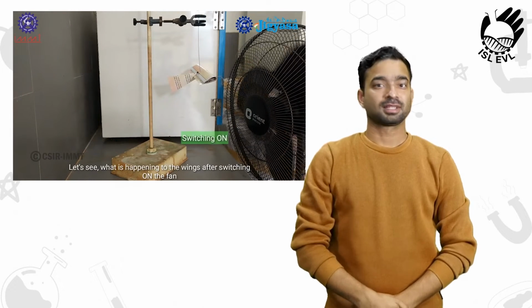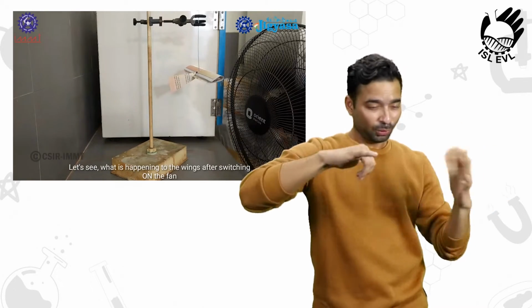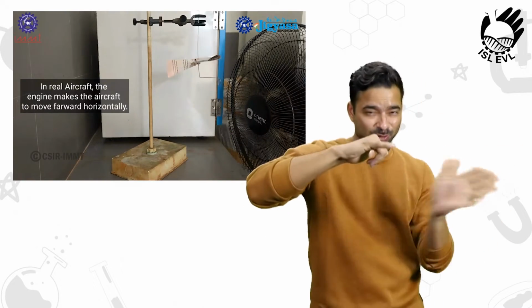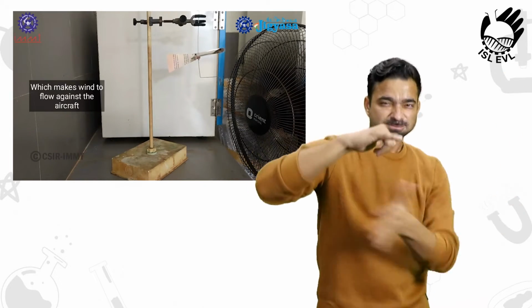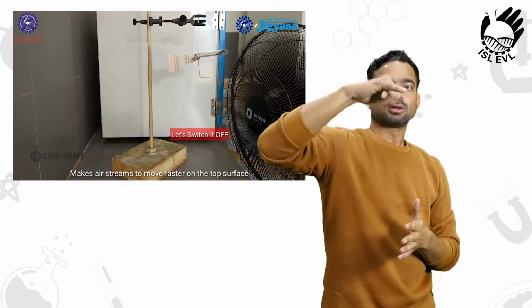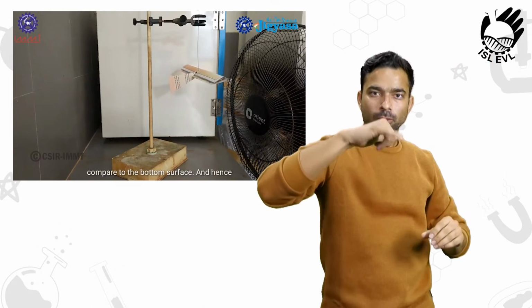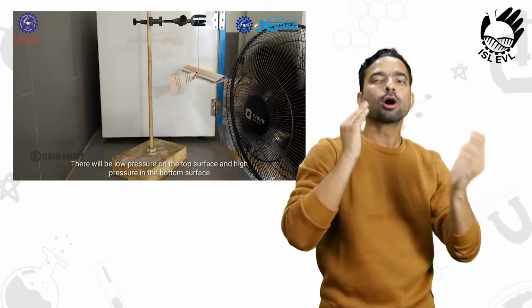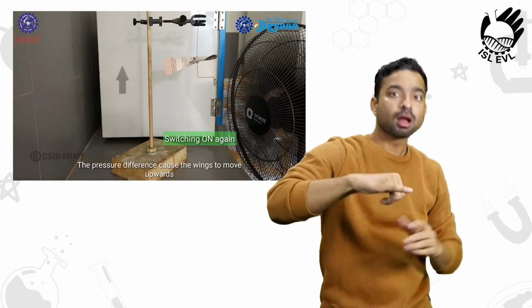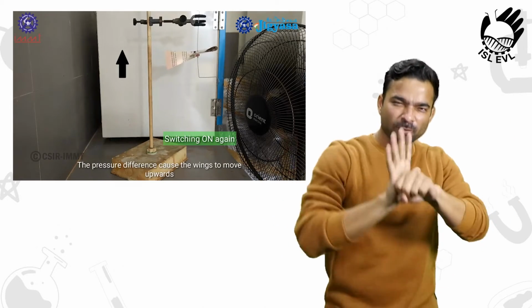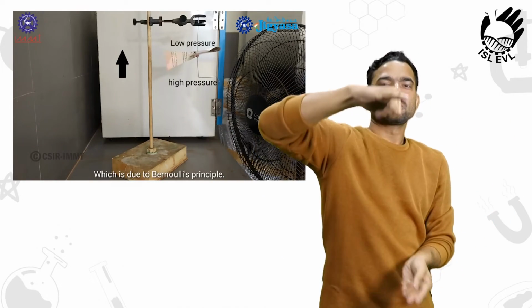Let's see what happens to the wing after switching on the fan. The greater amount of airstream on the top surface makes the air move faster on the top surface compared to the bottom surface, and hence there will be low pressure on the top surface and high pressure on the bottom surface. The pressure difference causes the wing to move upwards, which is due to Bernoulli's principle.